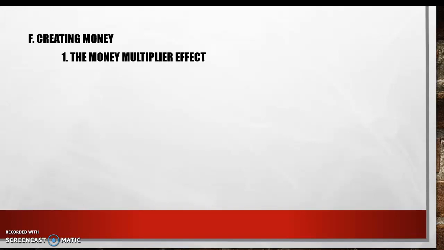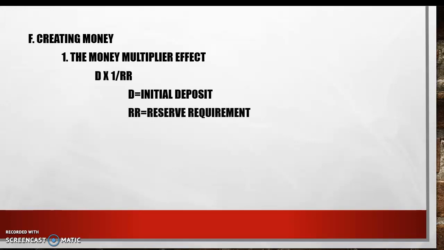Let's use the formula now. The formula is D times 1 divided by RR. That X is a multiplication symbol, so don't think of it as a math letter. It's D times 1 divided by RR. D stands for the initial deposit. As again, we're just continuing down the page if you're following along. D equals the initial deposit. And then RR stands for the reserve requirement.